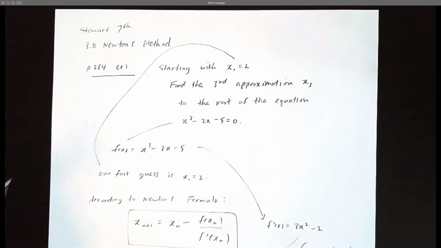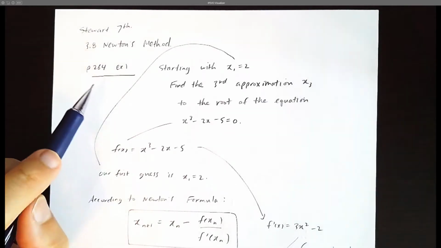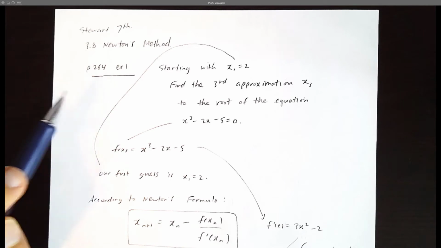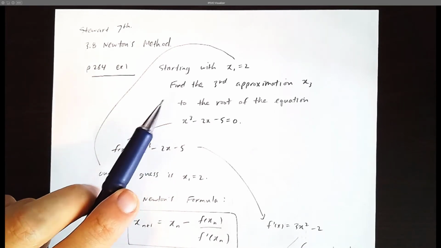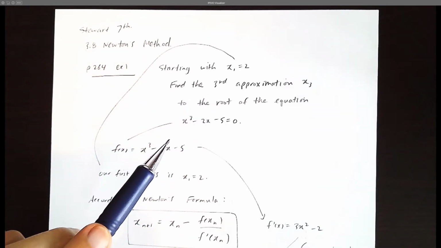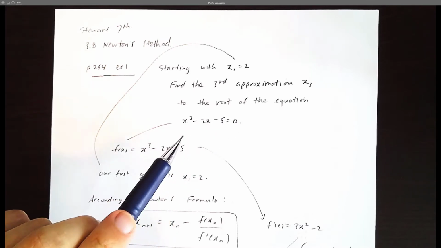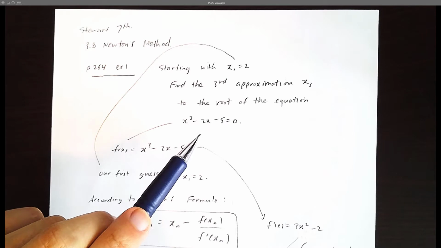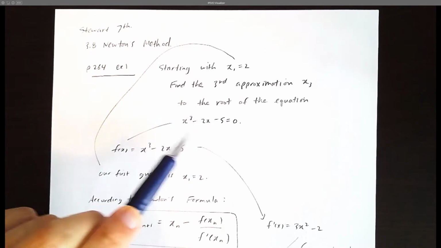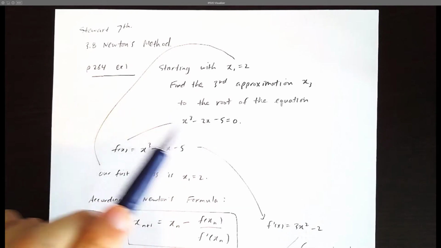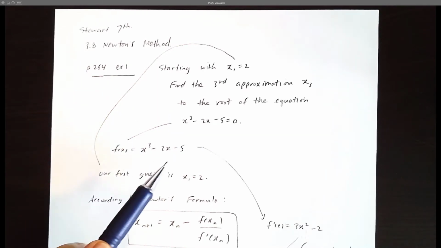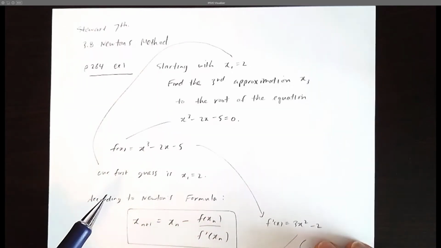Let's take a look at 3.8, Newton's method, on page 264, example 1. Starting with x1 equals 2, find the third approximation, x3, to the root of the equation x cubed minus 2x minus 5 equals 0. So first, it's nice to recognize this polynomial here, f of x equals x cubed minus 2x minus 5.